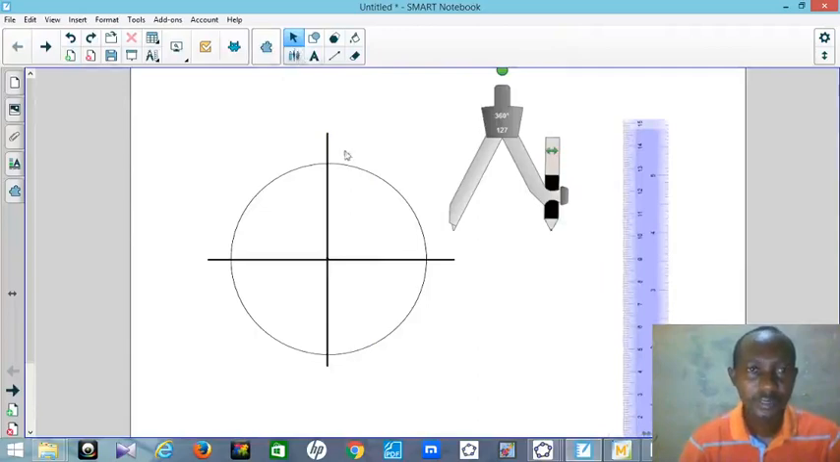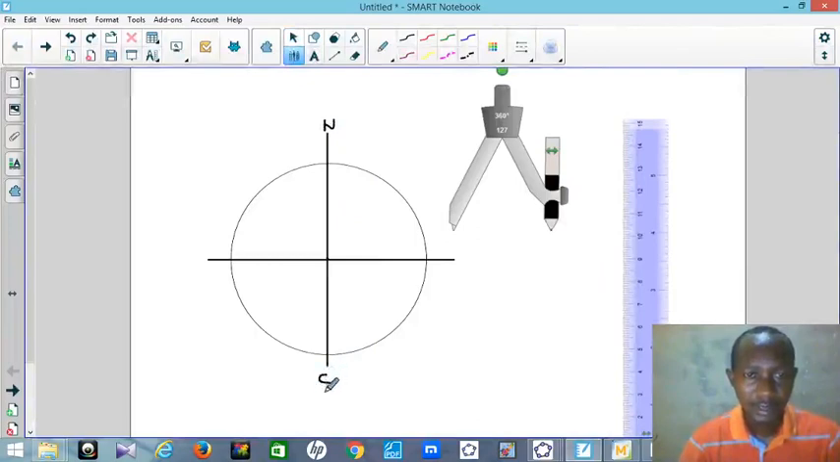So take note of this. You can just label your north, label your south, label your east, label your west. Then take here as your 0 degrees. Assume this line as your prime meridian, north and south. Then assume this line as your equator.